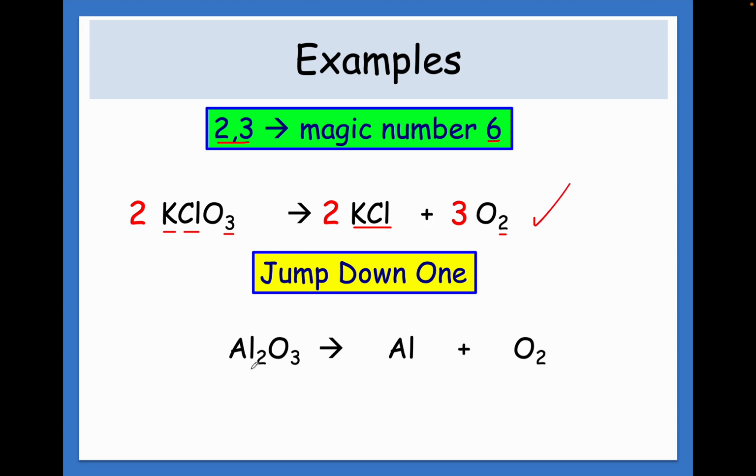Now jump down one. Let's see, Al2O3, Al2. There's that 2 and 3 thing again. All right. So 2, 3, the magic number is 6. So let's put a 2 in front to make this 6 oxygens. Let's put a 3 in front to make that 6 oxygens. And 2 times 2 is 4. So there's 4 aluminums here. So that one's 4. All right.